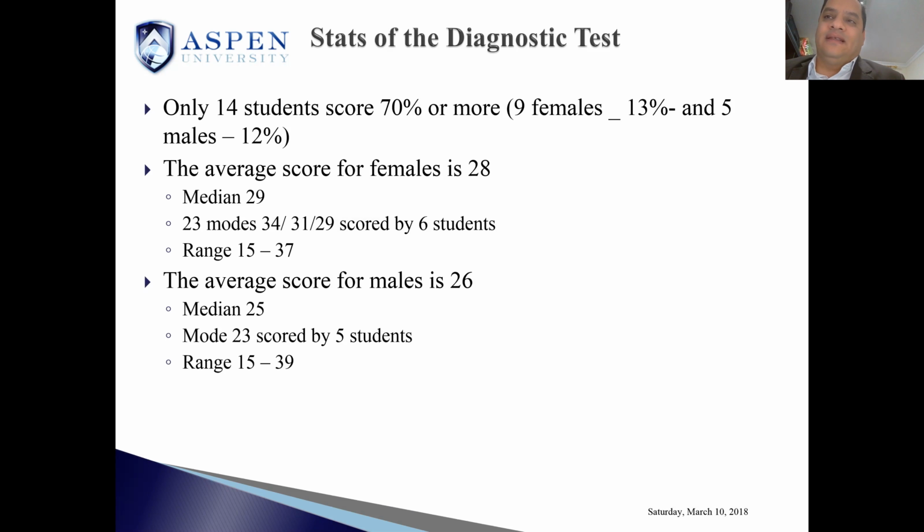The average score for females is 28 and for males it's 26. The median score for males is 29 and for females 25. The mode for males is 23. It was scored by 5 students, but for female students, we actually have 3 modes, not 23. I wrote 23 here by mistake, just 3 modes: the scores of 35, 31, and 29. These scores were achieved by 6 students each. The range for female students is from 15 to 37, but for male students from 15 to 39.